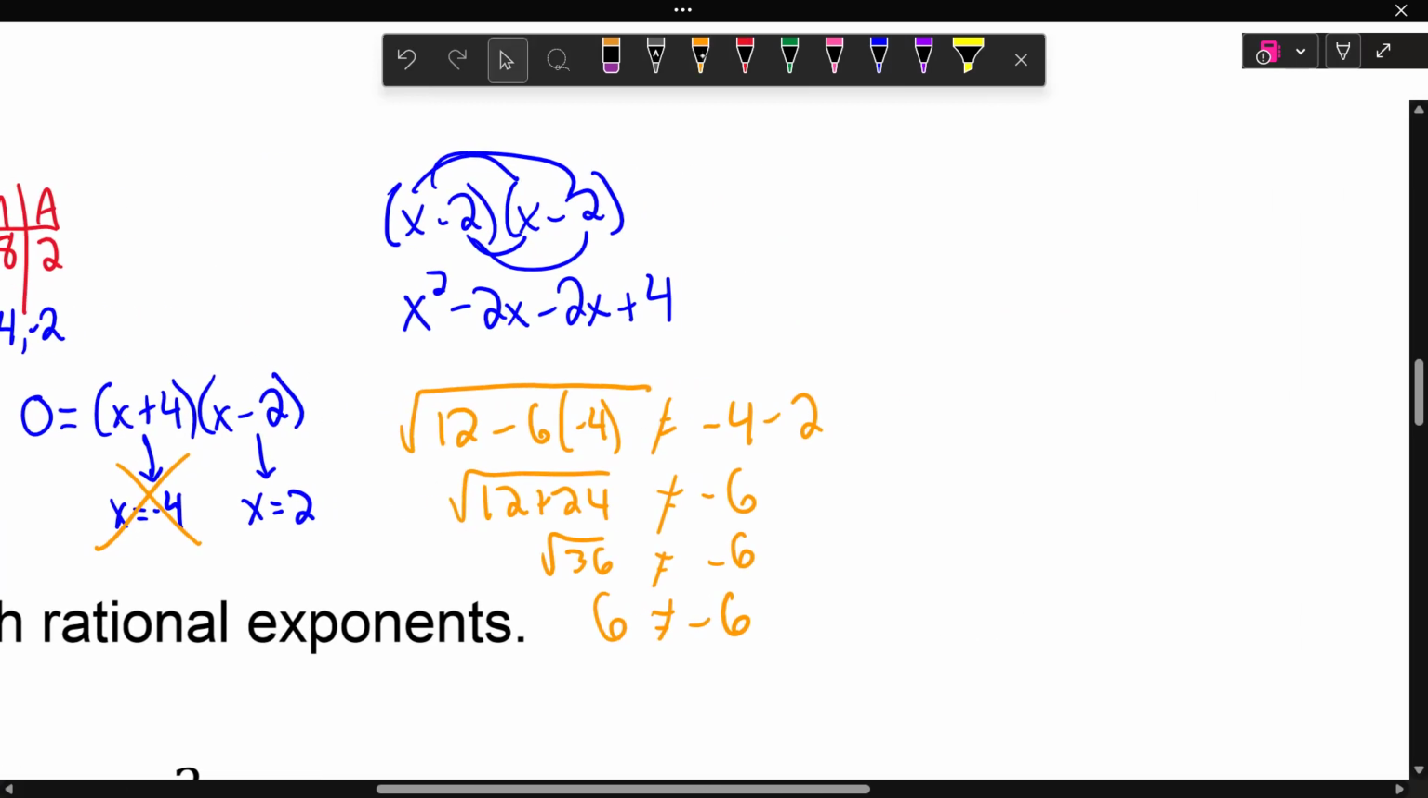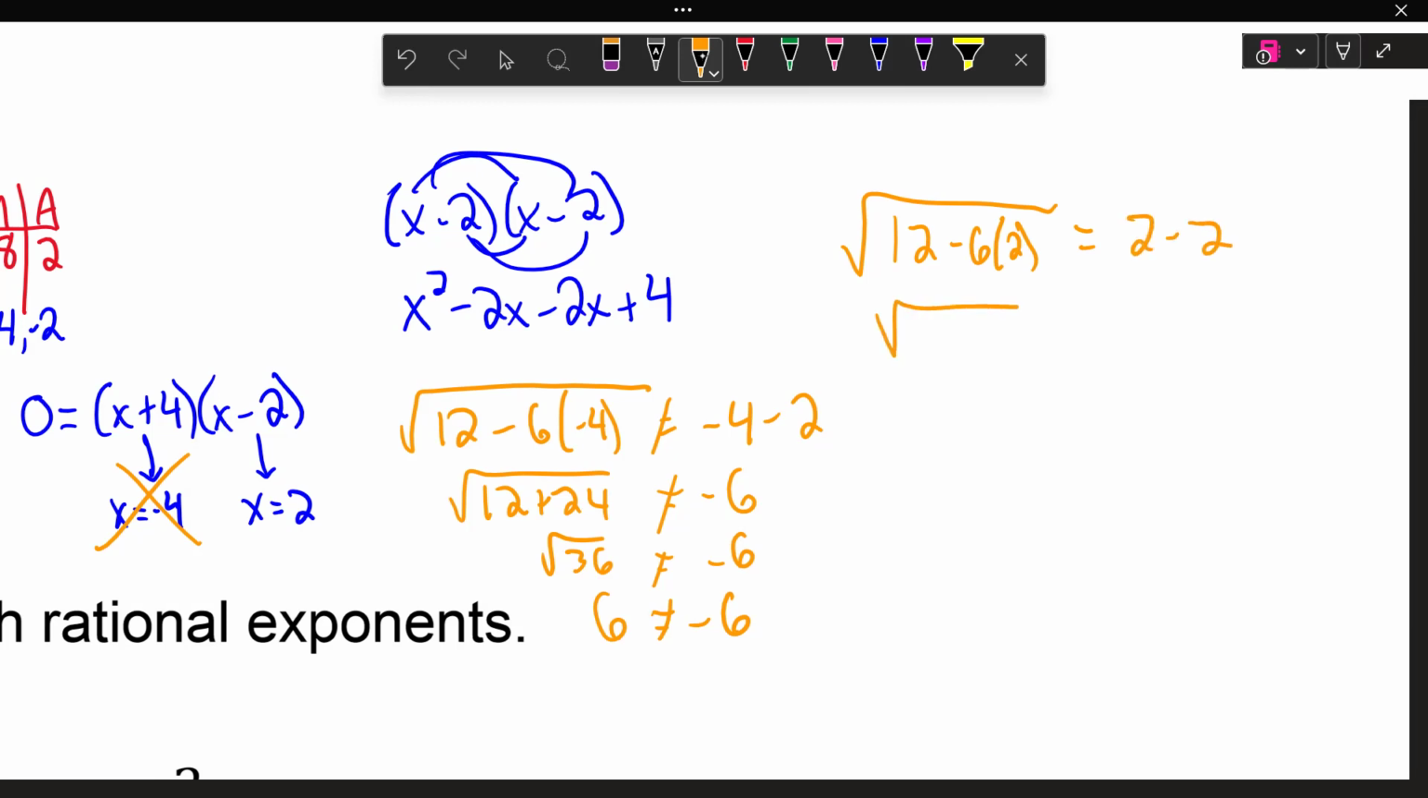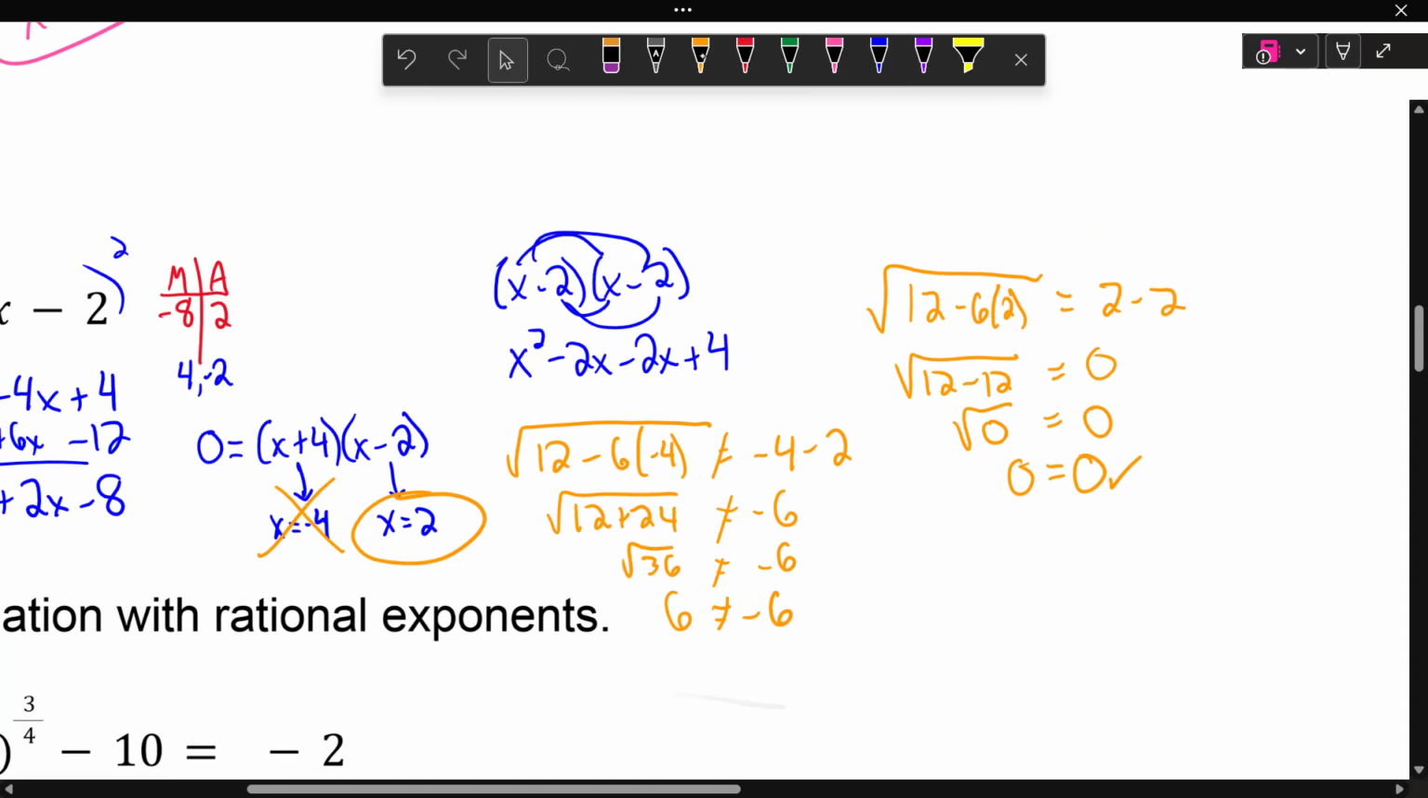Now let's make sure that 2 works. 12 minus 6 times 2 equals 2 minus 2. That's 12 minus 12, or 0. 2 minus 2 is 0. And last time I checked, 0 does equal 0, so that is our solution. So you always have to check.